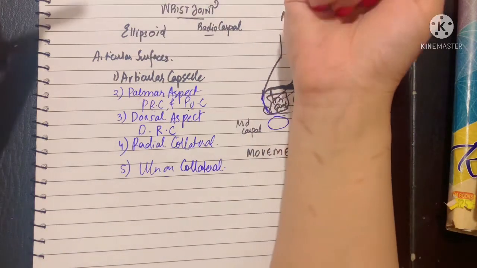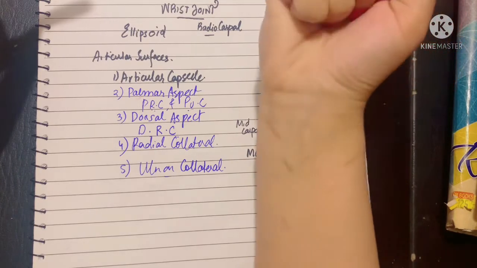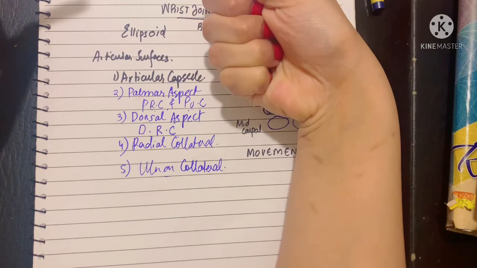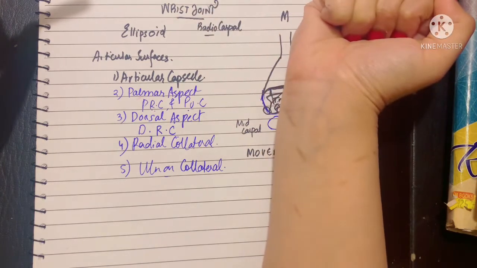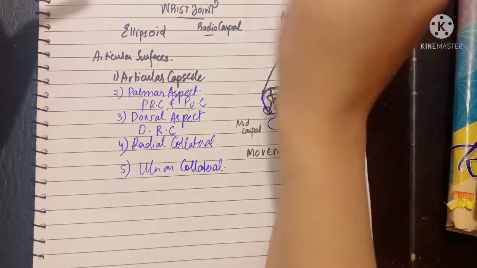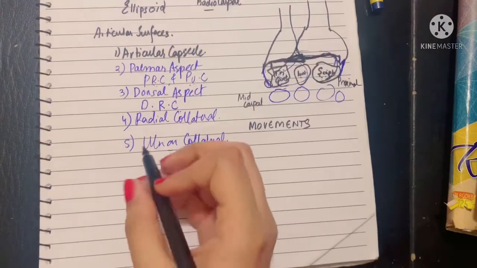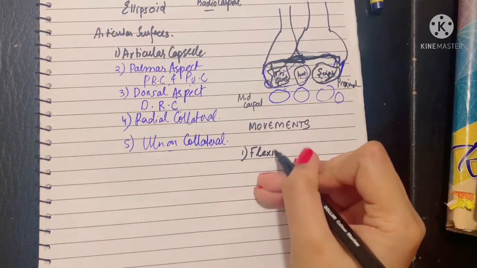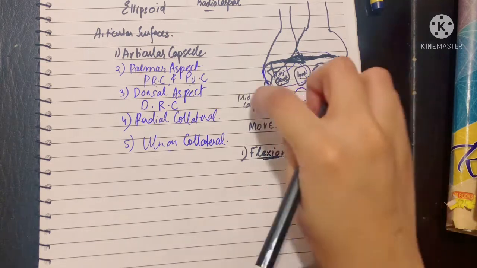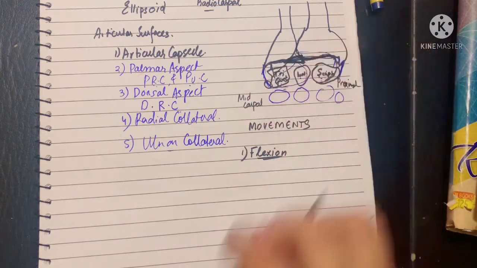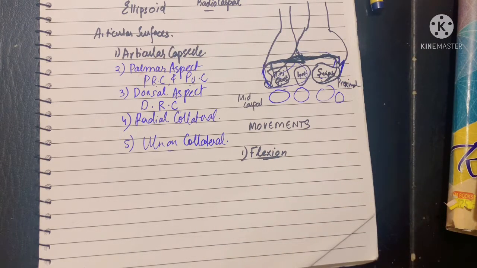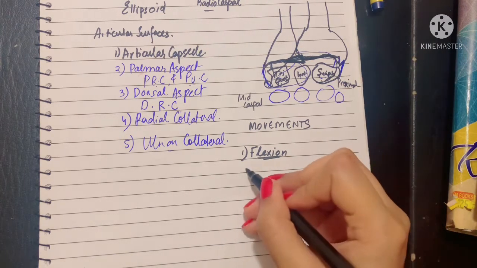Let's see. This is the flexion. This is extension. This is adduction, and this is abduction. Apart from this, circumduction. So as I said, the first movement is flexion. Now this flexion occurs more at the midcarpal joint than the radiocarpal joint. So which muscles bring about the flexion of your wrist joint? Simple.